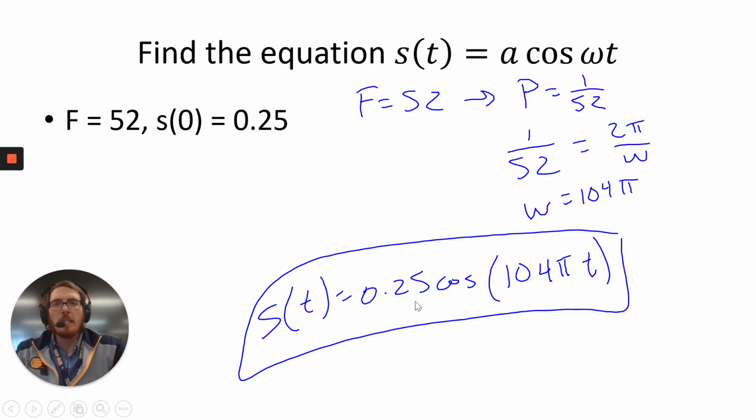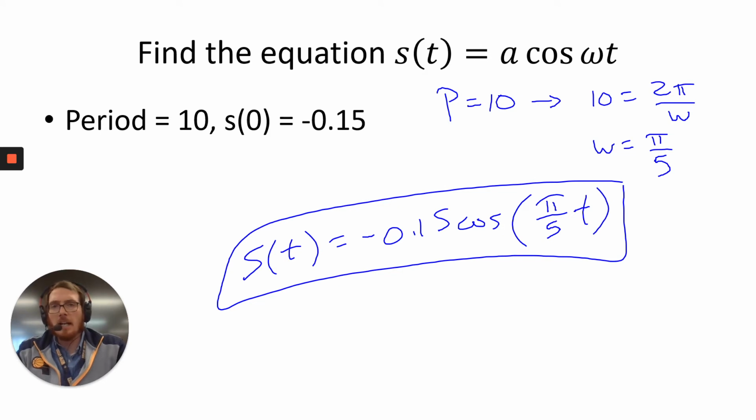Omega, remember, is just the B value. So 2 pi over B equals the period. Notice they gave you the frequency of 52. You could use the frequency formula if you would like. I tend to switch it and just make it the period and then cross multiply. So 1 over 52 would equal 2 pi over omega, or the B value. And if you cross multiply, you get 104 pi, and that's the number that would go in front of t. That would be your equation for position of the harmonic motion in this question.